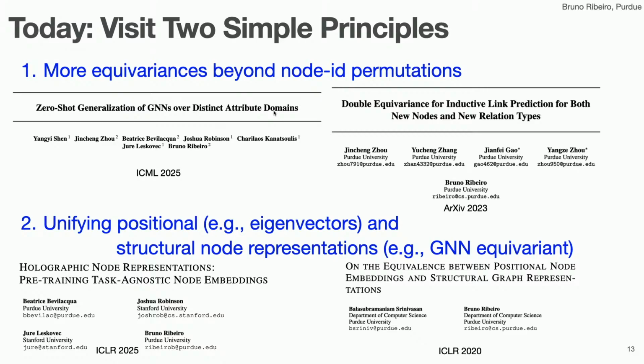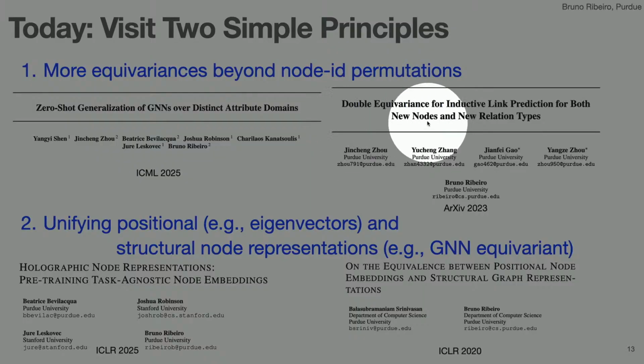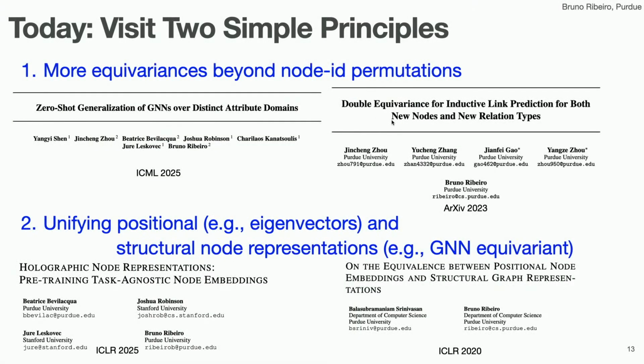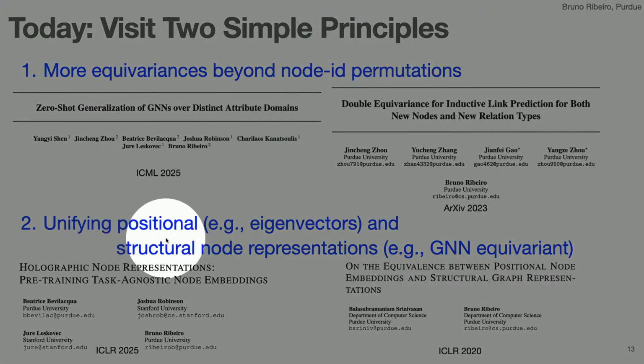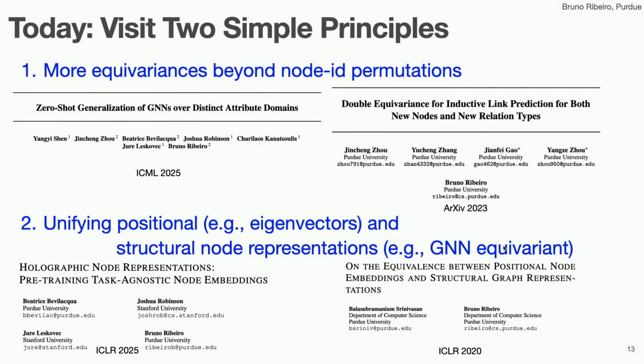And also some older work related to equivariances that are necessary for knowledge graph foundation models. And the second principle is something that I've been very interested in for a long time, which is to unify positional and structural node representations. Things like eigenvectors and equivariant GNN representations. So how do we unify these things? And this is the work on holographic node representations.